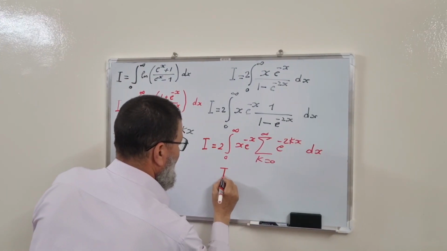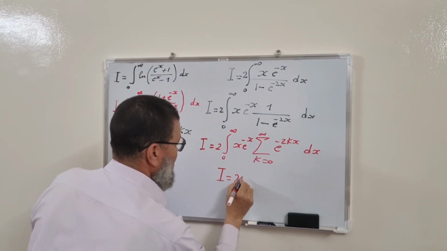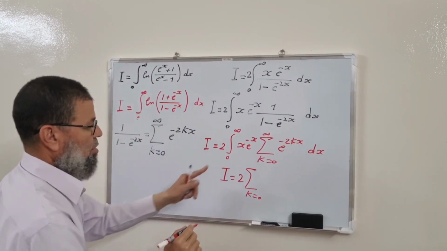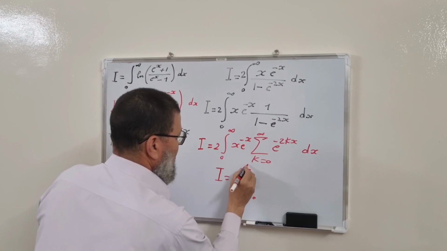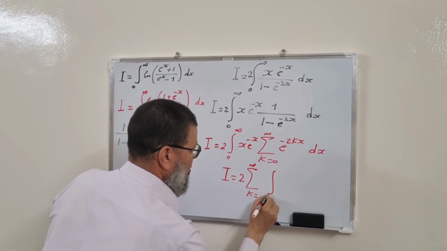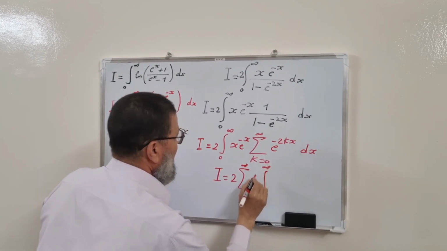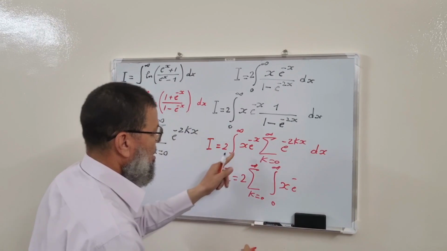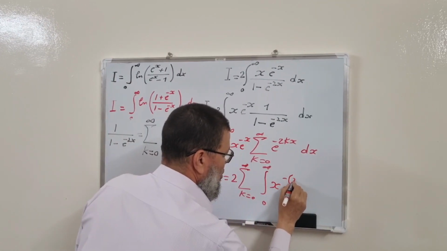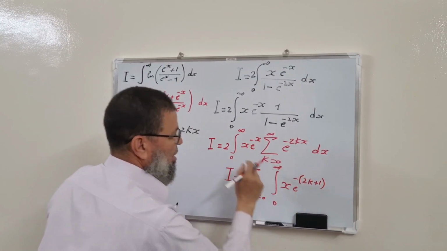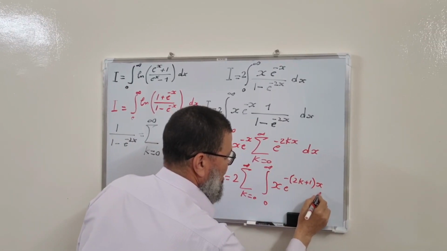I equal to the sum from k equals 0 to infinity of the integration from 0 to infinity of x e^(−(2k+1)x) dx.